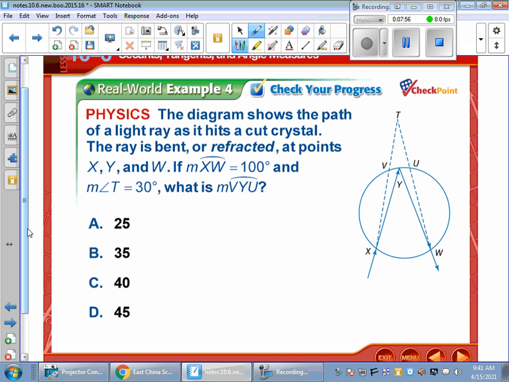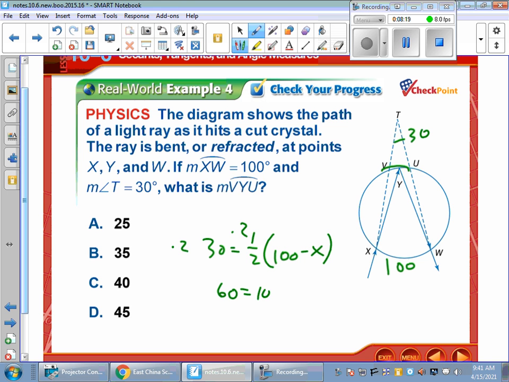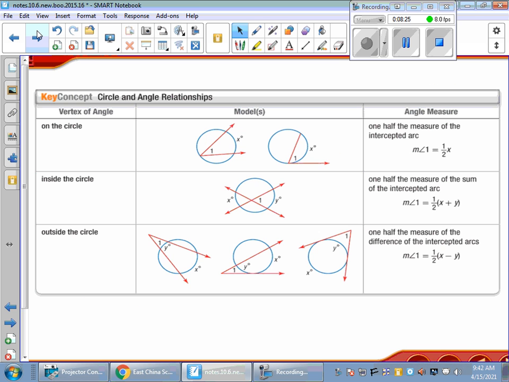So we'll do the same thing here, set it up. Arc XW, this is 100. The angle is 30, and they want arc W, they want this arc right here. So again, same concept. 30 equals 1/2 of 100 minus x. So hopefully we're able to solve that here. You times this by 2. Times this by 2, 60 equals 100 minus x. Subtract over, you get negative 40 equals negative x. And then you multiply or divide by -1 to get positive.